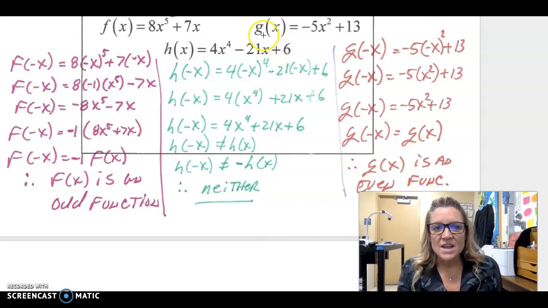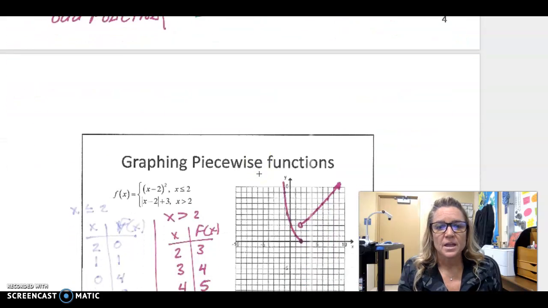All right, now let's try g of x. So we have negative 5x squared plus 13. So the only spot we have to plug in negative x is right here on this one. So we've got negative x squared, which becomes positive, and negative 5x squared makes it the same as our original g of x. So we're going to say that it's an even function because it turns out to be the original answer. All right. Next slide.